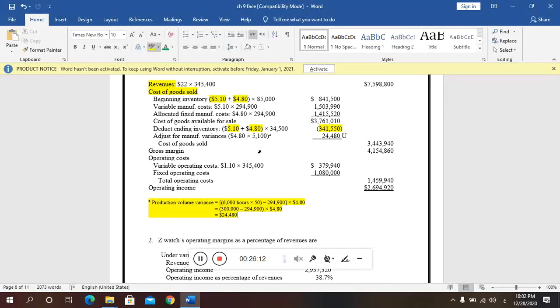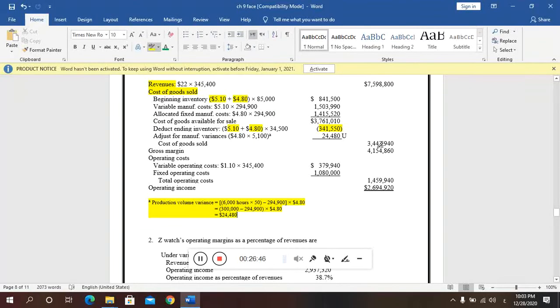So this variance must be added to the ending, and we will calculate the cost of goods sold. We will add the adjustment for manufacturing variance. This adjustment will be added, and we write the letter U, unfavorable variance, and we will calculate the cost of goods sold after adding the unfavorable variance.